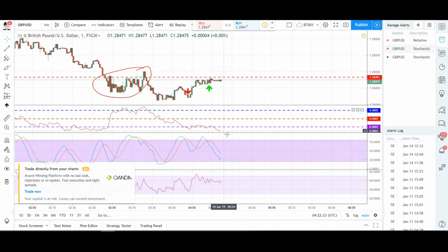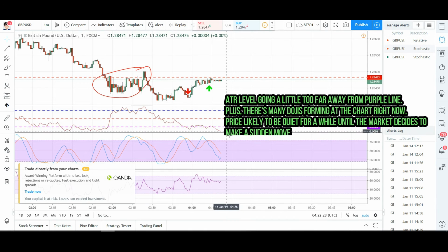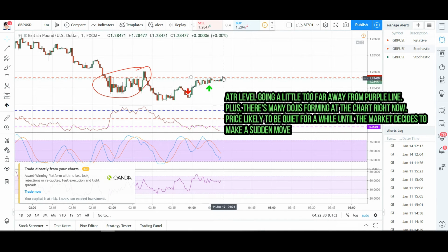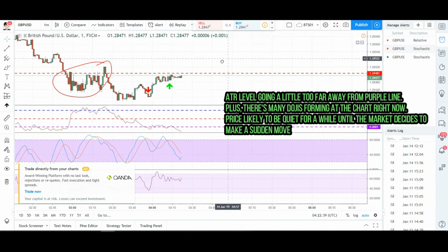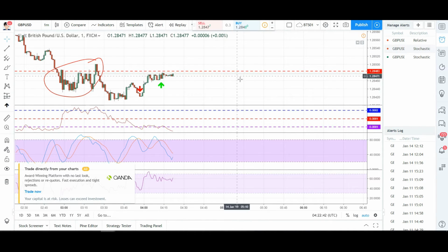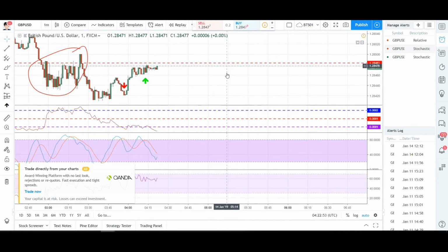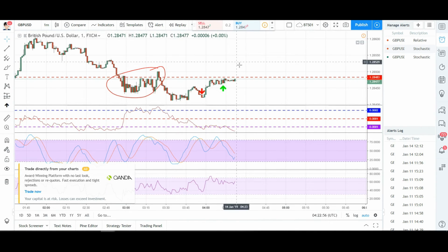So this is the level that I was talking about. It's a little bit too far off from the purple line, and when you see a lot of dojis like this paired with a below purple line ATR level, it means it's going to be really quiet. Now it's probably not going to do much until maybe an hour later, or at least that's what I always notice. So I'll probably be right back again later with more trade examples, so stay tuned guys.